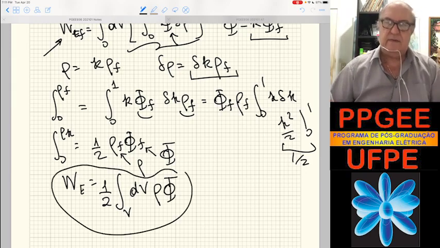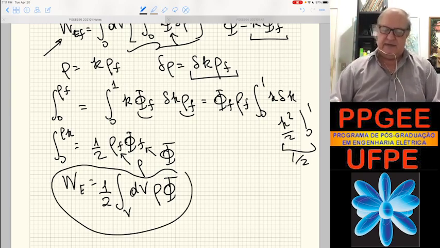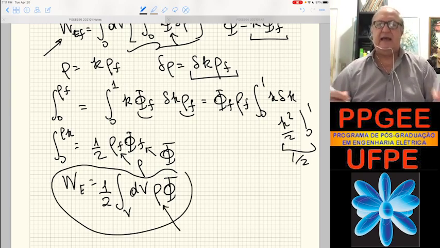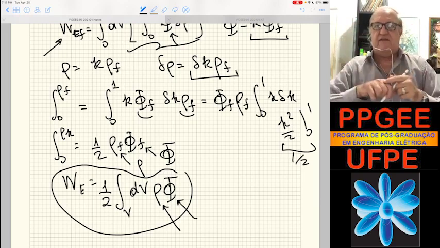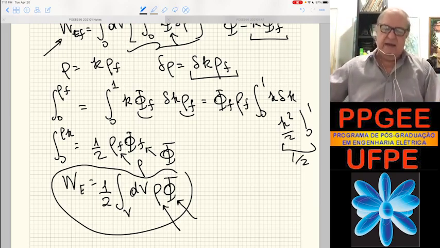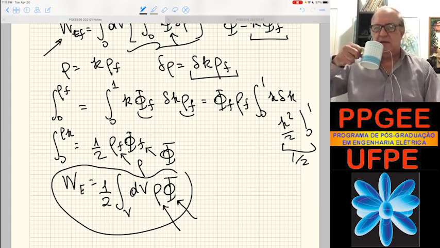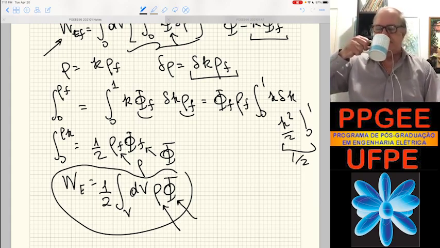This is the result. So the final state has a charge density rho, or rho f. I just dropped the subscript. The final state has a final potential distribution phi f, or phi. Then the energy is 1/2 of this product integrated over the volume.